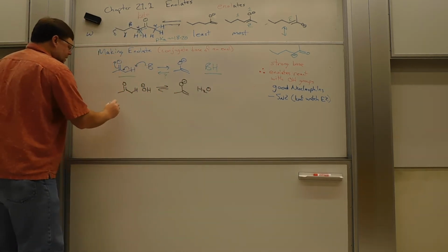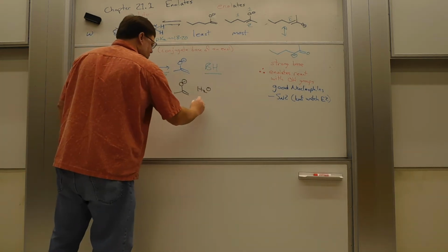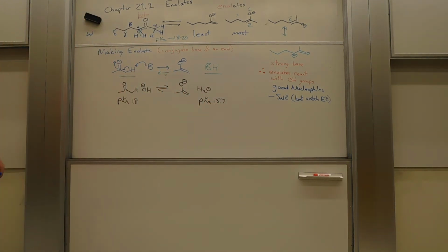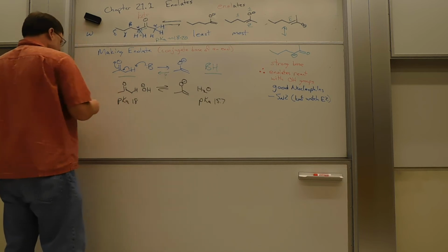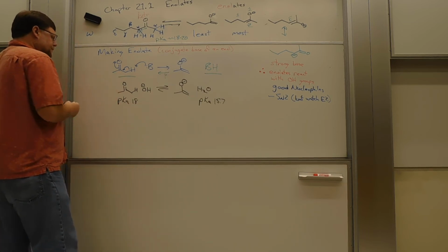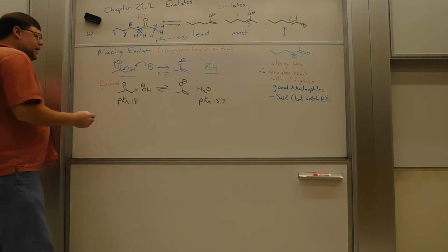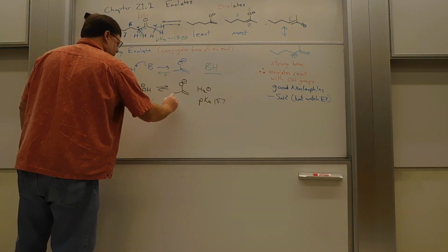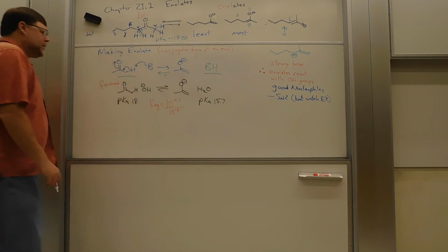The acid on the left is acetone. pKa is about 18. The acid on the right is water. The pKa is 15.7. Okay, so the weaker acid is favored. That means the left is favored. But by how much? Okay, so the equilibrium constant here is 10 to the 15.7 divided by 10 to the 18.